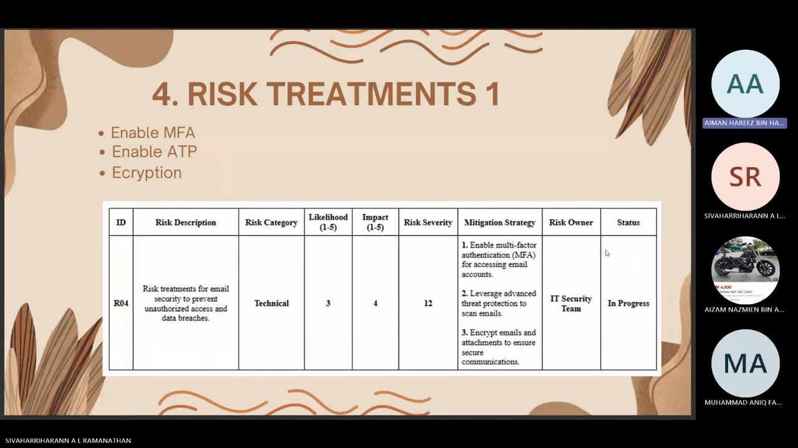The risk register identifies a technical risk, RO4, related to email security, specifically aimed at preventing unauthorized access and data breaches. The likelihood of such incidents leads to a severity score of 12. To mitigate this risk, it is recommended to enable MFA, leverage ATP to scan emails, and encrypt emails and attachments to ensure secure communications.